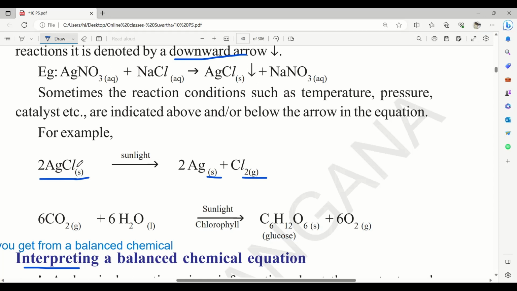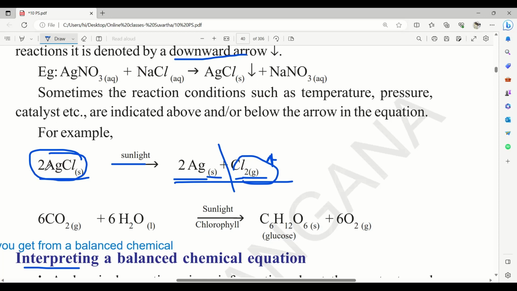For example, see here. Now how can I interpret? Two portions of silver chloride, when I put it in the sunlight, I get two portions of silver and one portion of chlorine, right? Now chlorine is in gaseous form, that means it will escape out. Either you collect it in a cylinder, those are other conditions we will look at, but these are the things that can be obtained. One will be in a solid form and one will be in the gaseous form. So these are the interpretations that we can get.